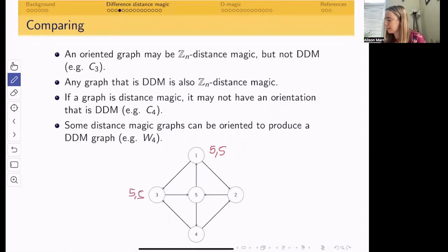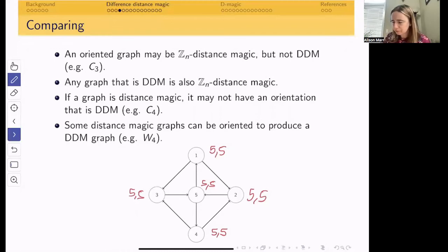And then same thing. I think these are all 5s in this case. 5 in and 5 out at each vertex. And then in the middle here, we've got 5 in and 5 out. So this is one where the amount coming in and the amount going out are the same at every vertex. But we'll see some examples later where that's not the case. But this is an orientation of a graph that does have a distance magic labeling in the undirected case. And we're also able to find this orientation that produces a difference distance magic graph for our definition.